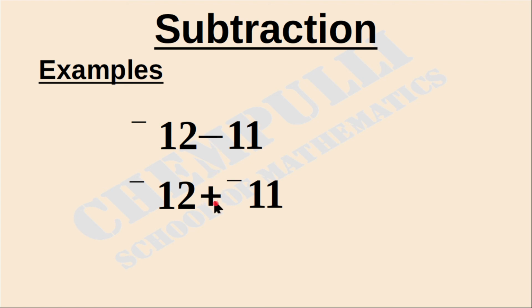Now check. Now the operation is addition. You can check the two numbers. The two number signs are same. The signs are same, so add and write the same sign. That is 12 plus 11. What is 12 plus 11? It is 23. Then what is the sign here? Negative. That means we will get the answer negative 23.